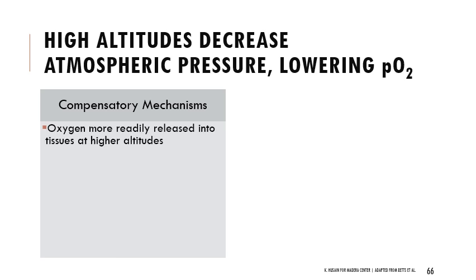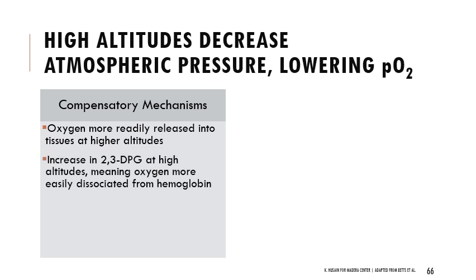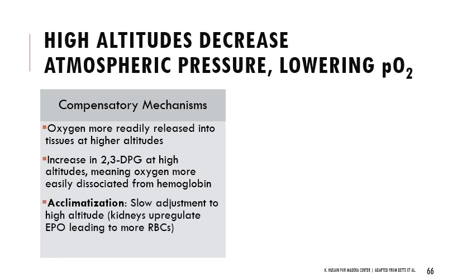So one is that oxygen is more readily released into our tissues at higher altitudes. So hemoglobin is not hanging on to that oxygen as readily. It's more able to release it and provide it to our tissues. And that molecule I mentioned, that 2,3-DPG, also increases at higher altitudes, meaning that, again, oxygen is more easily dissociated from hemoglobin.